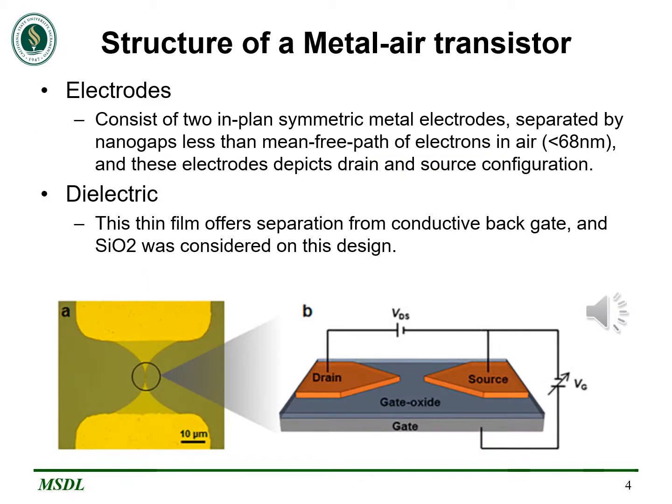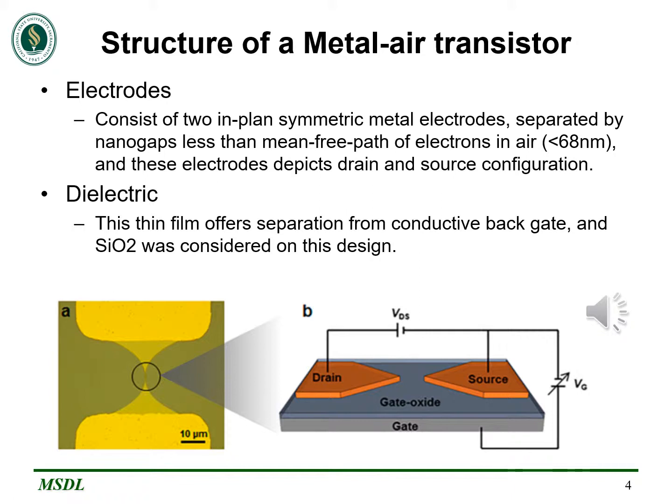The structure of a metal air transistor: you can appreciate it in the images in front of you. These are images of nanogap metal electrode devices. They consist of two implant symmetric metal electrodes, separated by nanogaps less than the mean free path of electrons in air. That means it is less than 68 nanometers.